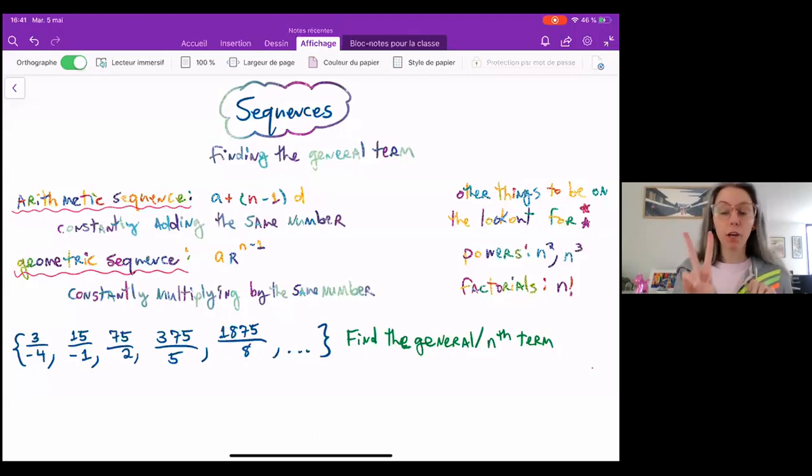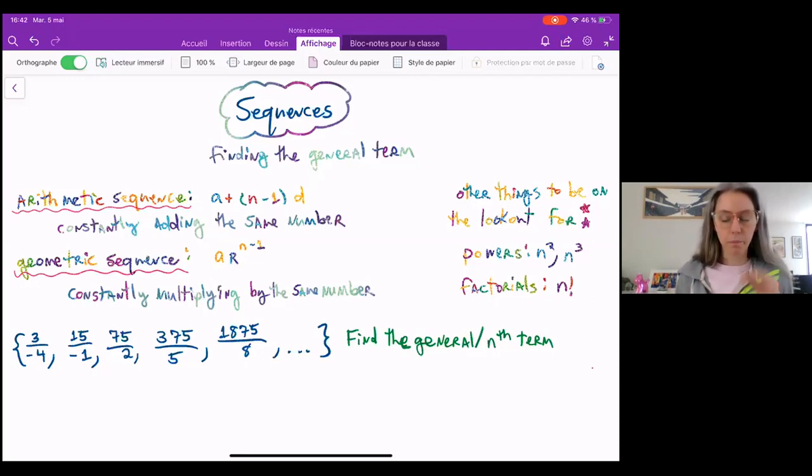We've seen two very specific different kinds of sequences. The first is an arithmetic sequence, and that's a sequence that occurs when we're constantly adding the same number over and over again to get from one term to the next. We know that the general term of an arithmetic sequence is a plus n minus 1 times d. Next, we have a geometric sequence, and that's when we're constantly multiplying by the same number to get from one term to the next.